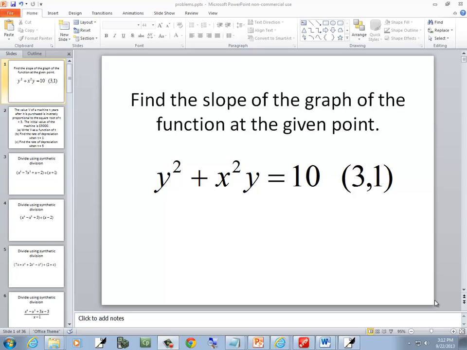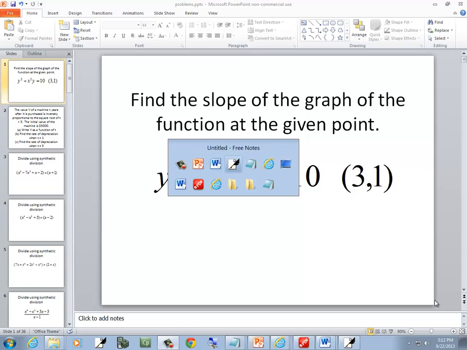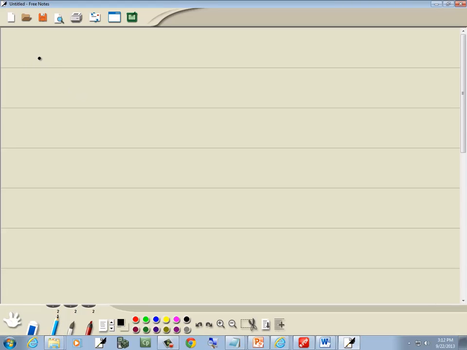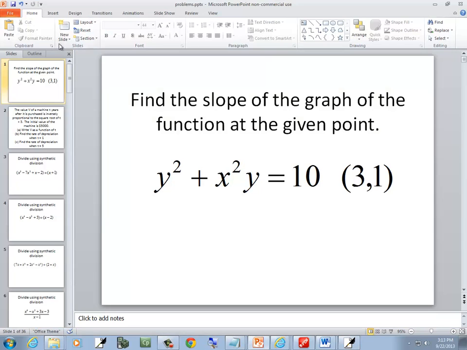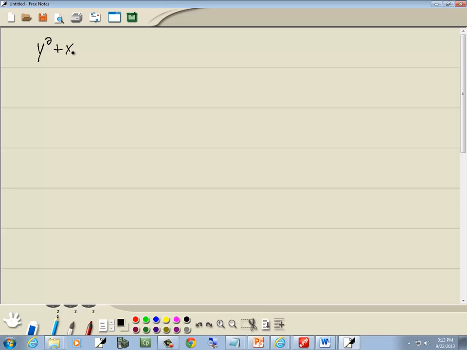Let's take a look at this problem. We want to find the slope of the graph of the function at a given point. So we've got y squared plus x squared y is equal to 10 at (3, 1). Well, to find the slope of the graph at that given point, we need to first find the derivative, step 1.